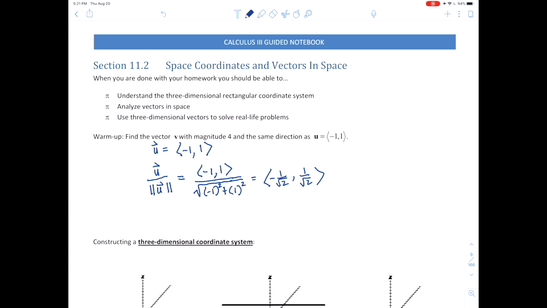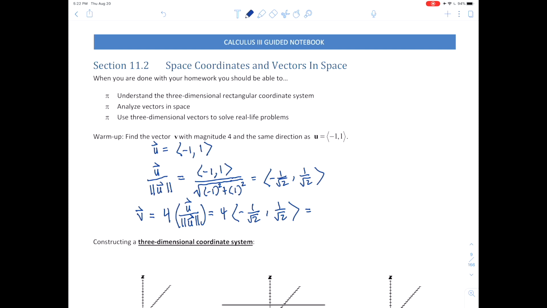So now v needs to have a magnitude of 4 and be going in the same direction. We've created this vector that's going in the same direction with the magnitude of 1. So v is merely going to be equal to 4 times this vector that we found, which was u over the magnitude of u. And that's going to be 4 times negative 1 over root 2, comma, 1 over root 2.